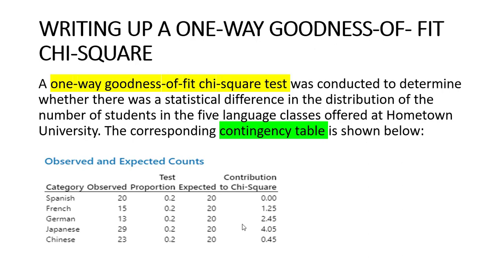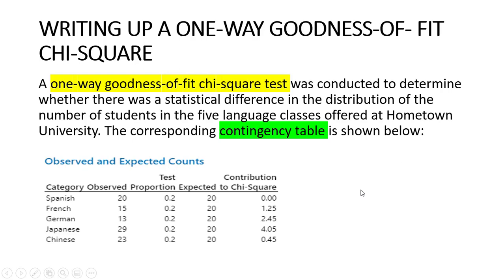So 2 important things here. One is that we need to say what kind of chi-square test we performed. Remember that there are two kinds of chi-square tests. So in this case, we are running the one-way goodness of fit chi-square test. The second point is that it's very important to include the contingency table, because that summarizes, and you don't need to summarize one by one, all the different cases that you have. So you can see the observed cases and the expected cases and the contribution to chi-square.